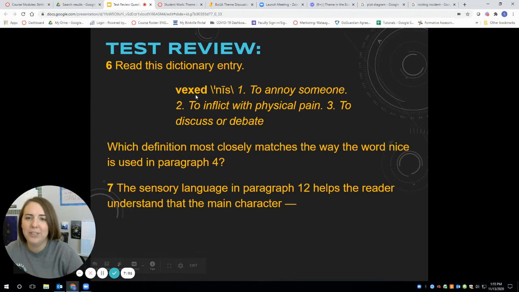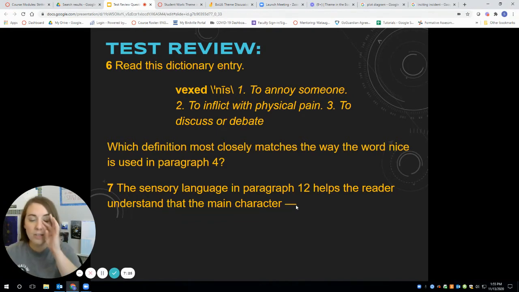You guys see this one all the time. I don't need to dwell on this. Read this dictionary entry. Which definition most closely matches the way the word nice, or vexed, whichever, it's supposed to say vexed, is used in paragraph 4. The thing is, you might know that nice normally means pleasant, but sometimes it can mean something like fulfilling. So to know which definition it is, make sure you read that word in context in that paragraph.